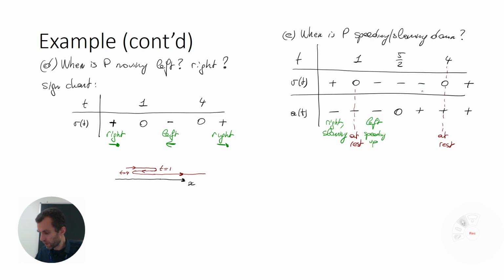And then here, the particle is still going to the left between t equals 5/2 and 4. But now it is slowing down. And then finally, for t bigger than 4, the particle is moving to the right and is speeding up.